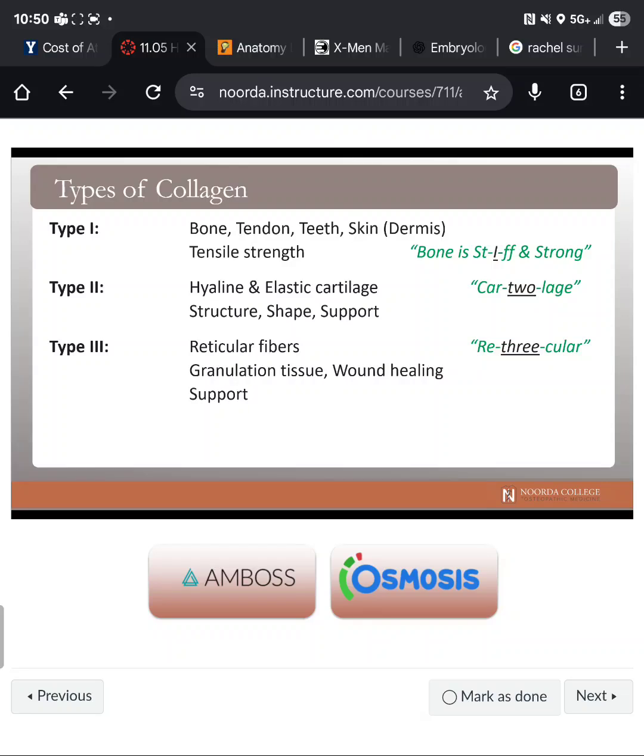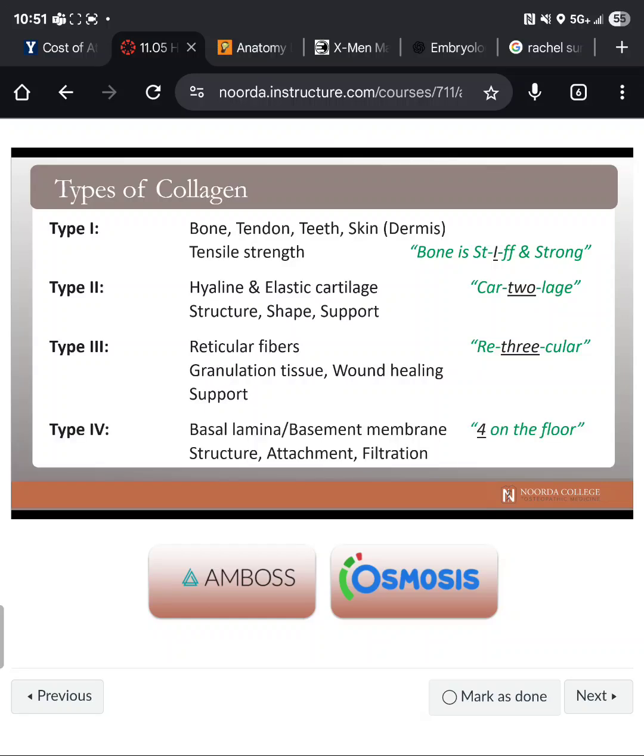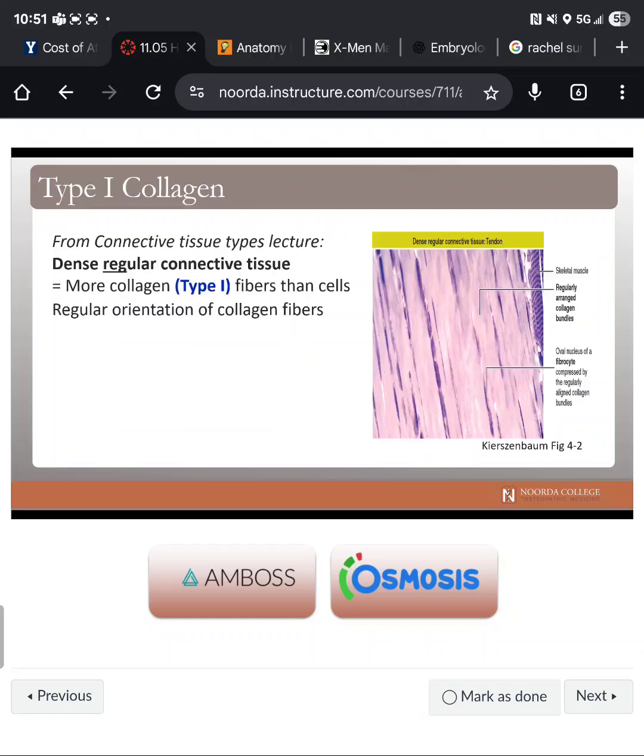I've given you some mnemonics on the side here. Bone is stiff and strong for 1 and tensile strength, cartilage to remind you of hyaline and elastic cartilage, and reticular for reticular type of fibers. Type 4 collagen can be seen in the basement membrane, and I like to think of 4 as on the floor for basement, and it has mainly structural, attachment, or filtration properties. Now remember, we talked about hemidesmosomes in the epithelial tissue segment, and they attach onto the basement membrane. In the glomerulus, the basement membrane has a filtration function, where many of the substances from the circulation will be filtered through into becoming urine.